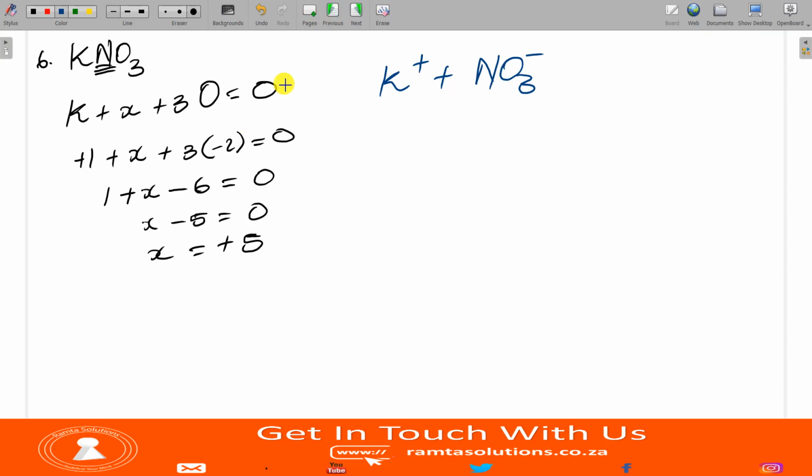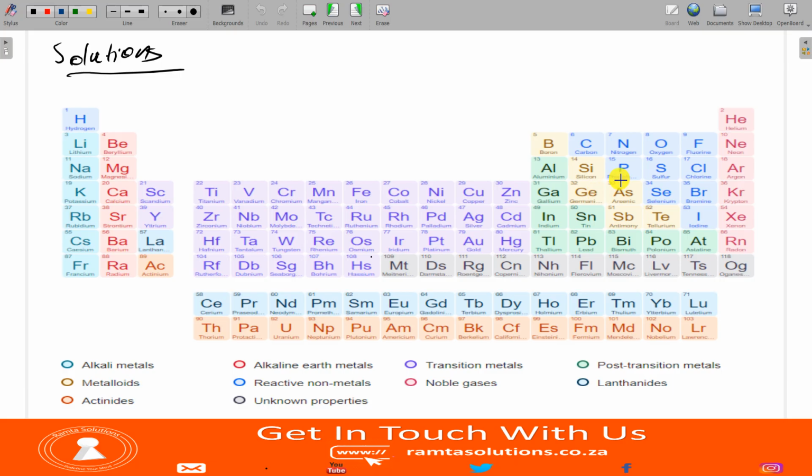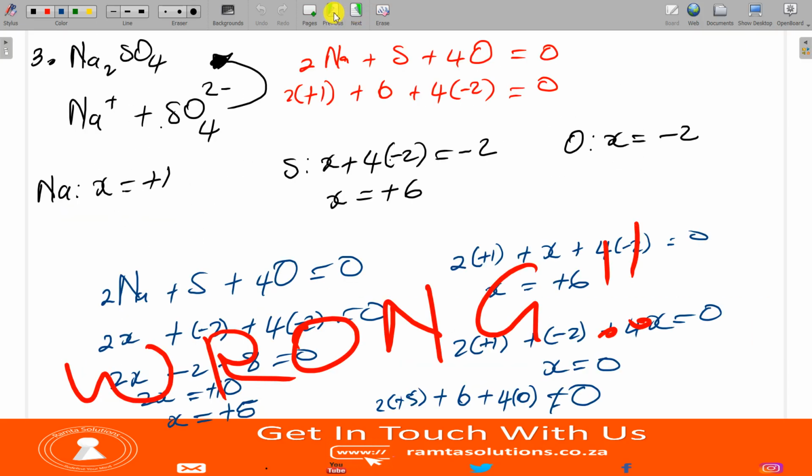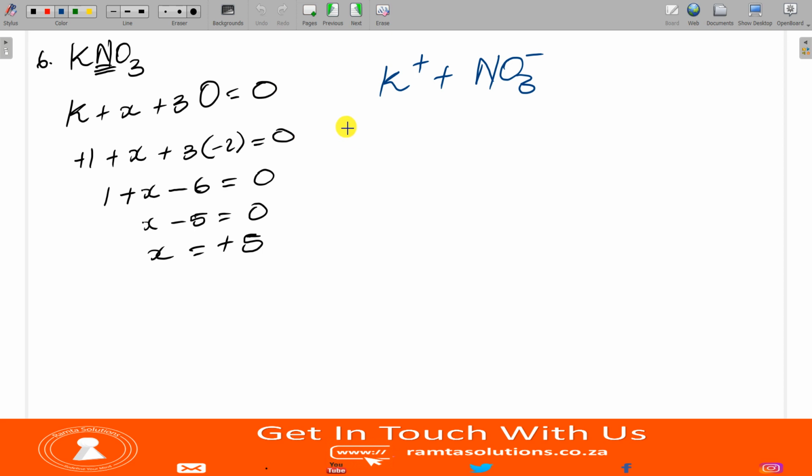And I want to show you something. Where's nitrogen? Nitrogen is in group, let's call it group 5, meaning it needs 3 electrons. So was it still gonna work? Yes, it was still gonna work. However, I advise that when it's like this, you either do it like this or even like this.